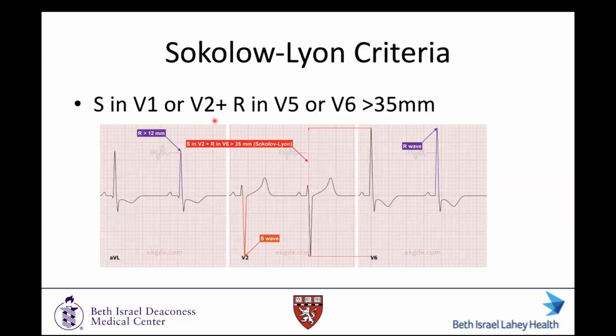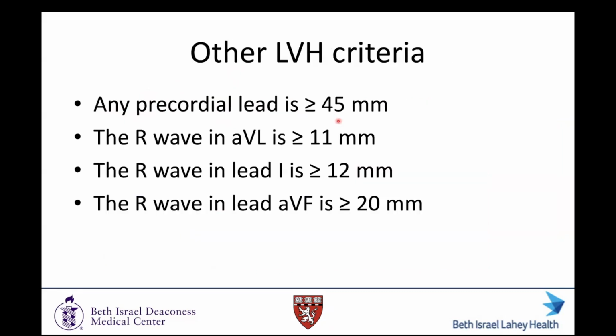Some other criteria, we have the Sokolov-Leon criteria, and similar concept. We're looking at our S waves in our early leads, adding it to the R waves in our later leads. And if the sum of this is greater than 35, that's another LVH criteria. Here you want to use whichever S wave is deepest between V1 and V2, and whichever R wave is taller between V5 and V6. And then we have a whole host of other LVH criteria.